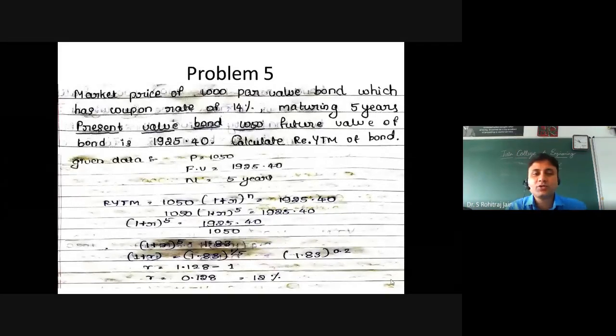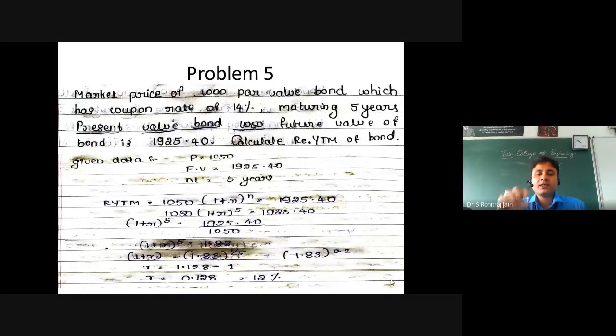Okay, so what I do, (1 plus r) to the power of 5 is equal to 1925.40 divided by 1050, since 1050 will go to the denominator of the right hand side. So I calculate 1925.40 divided by 1050. I get the value to be equal to 1.83. Now what I do, I want to calculate the value of r. Still r is there on the left hand side. So (1 plus r) to the power of 5.